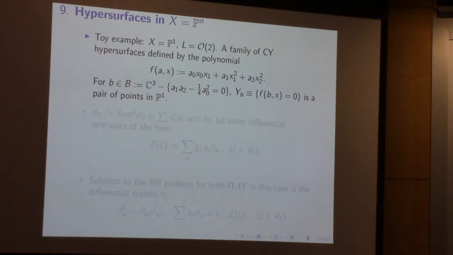So if I take a point in this set, where C3 refers to the space coordinatized by A0, A1, and A2, I take out this so-called discriminant locus. This quadric is exactly defining when the 2 points defined by the polynomial collide, right? That's the discriminant. So the Calabi-Yau in this case is just a pair of points. The smooth Calabi-Yau is just a pair of points.